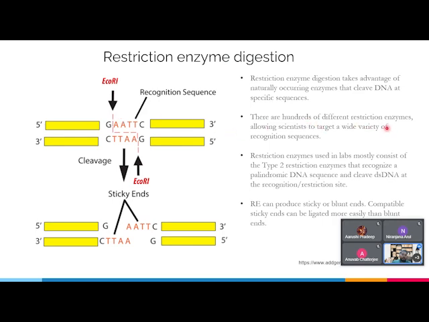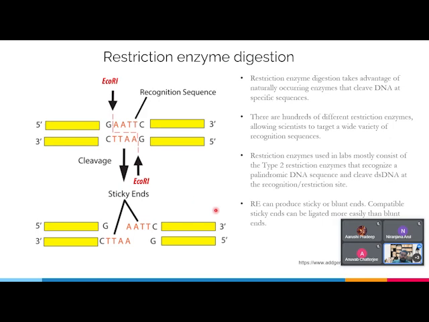There are hundreds of different restriction enzymes, which allow scientists to target a variety of recognition sites. Restriction enzymes used mostly in the lab are type 2 restriction enzymes, which recognize palindromic DNA sequences and cleave the dsDNA, double-stranded DNA, at the recognition and restriction site. So for type 2 restriction enzymes, the recognition site is the restriction site. So we have very well controlled DNA restriction enzymes which can cut DNA at the exact site that we need, and that is why type 2 restriction enzymes are most used in labs.